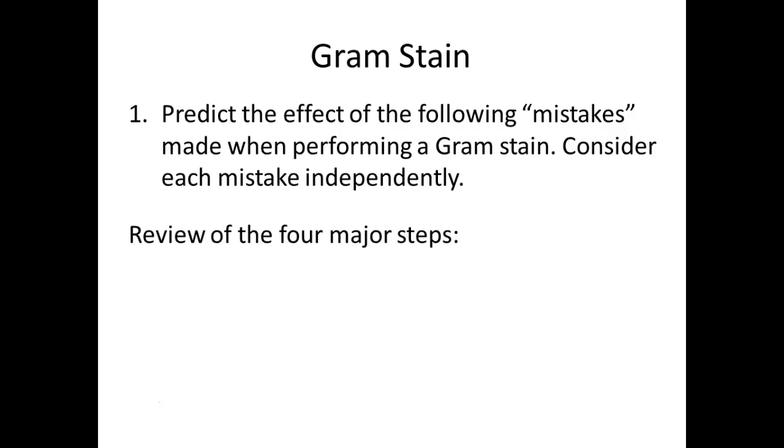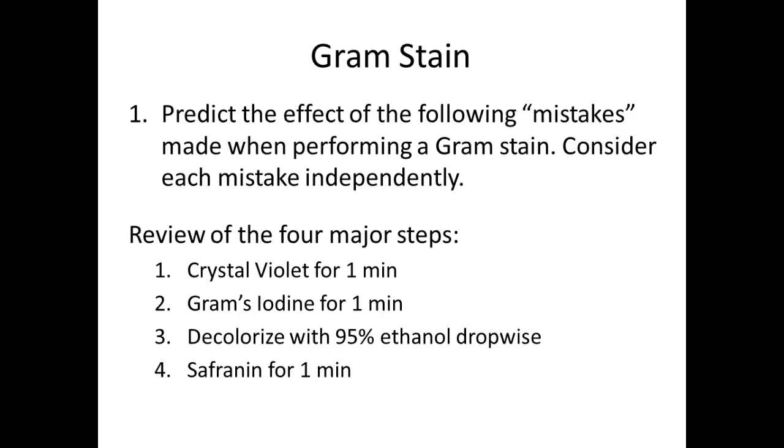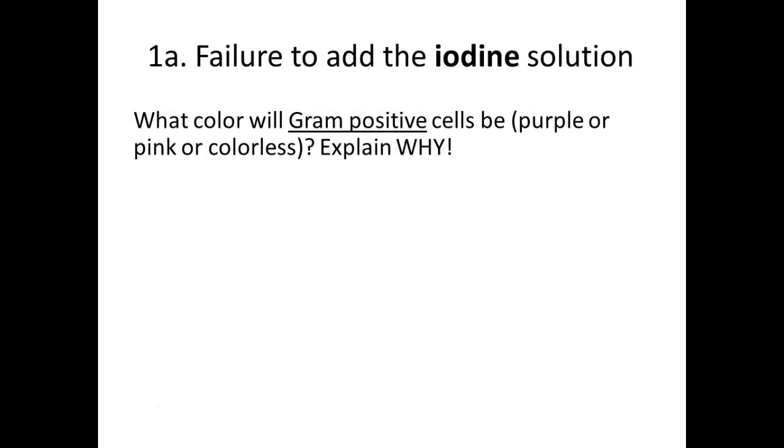So let's review. What are the four major steps? Step 1, crystal violet. Step 2, iodine. Step 3, ethanol decolorization. Step 4, safranin, right? So for these mistakes, we're just talking about one mistake. You made this one mistake. So if you forgot to add the iodine, but you did all the other steps, what would gram-positives look like and why? So let's look at each step.